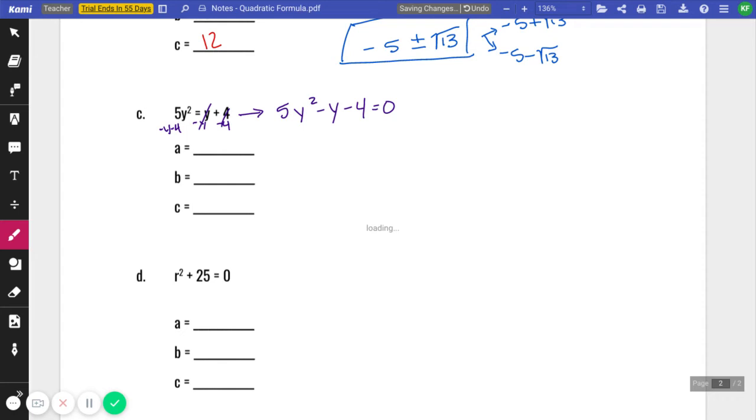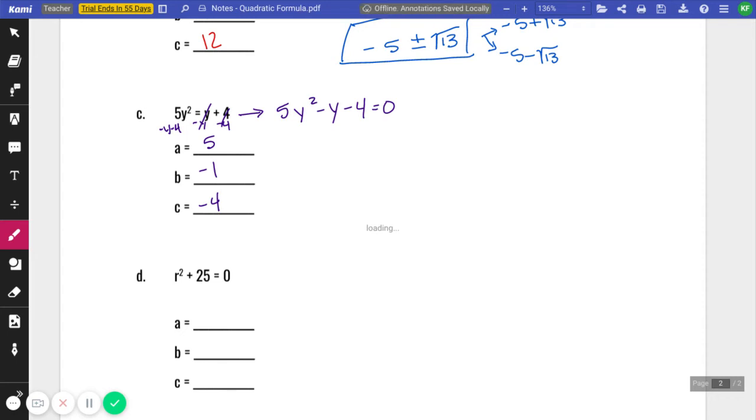Now I can do a, b, and c. If I picked a, b, and c before I moved those over, my answer would be totally off. It would not be the same or correct. So a here is 5, b is -1, and c is -4. And now we're going to plug into the quadratic formula.